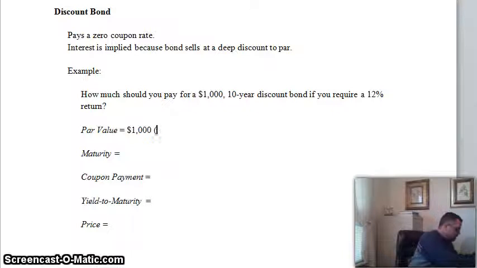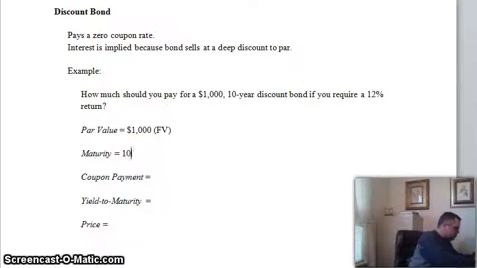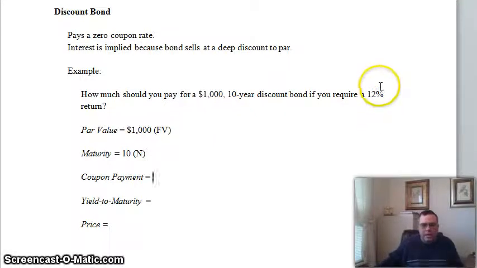And that's future value on our time value money problem, because that's what they'll pay at the end of the life of the bond. Maturity date is in this case 10 years, which is in your time value money problem. The coupon payment is determined from the coupon rate. The coupon rate is 0. It's a discount bond, so this one's easy. It's just 0.